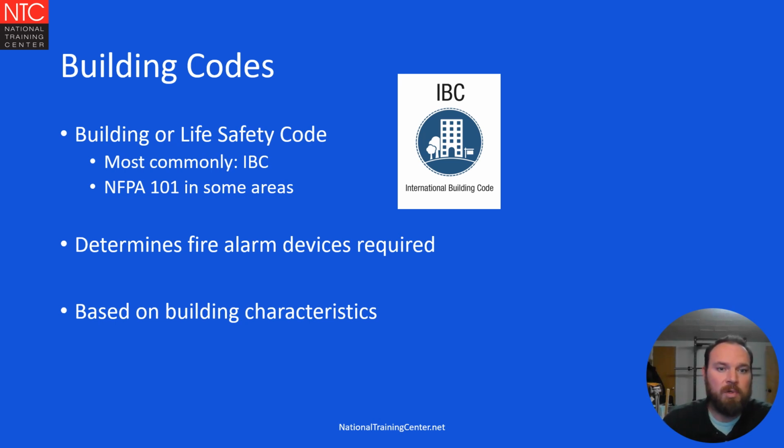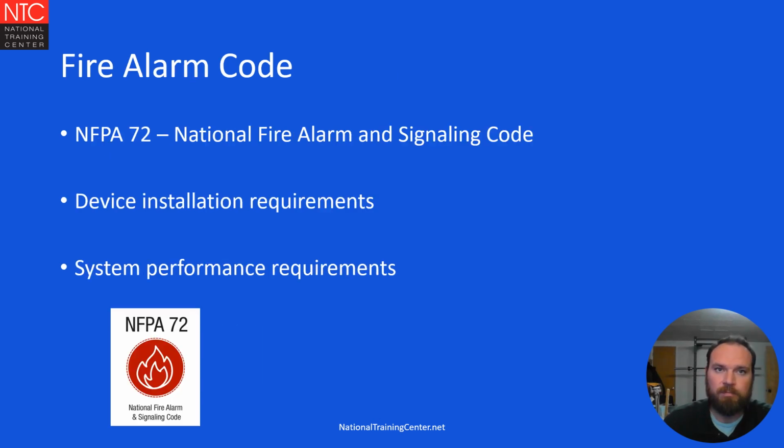We turn to the building codes to make the determination of, do we need a fire alarm system and what type are we going to need? The codes are going to make the determination of the devices required, notification, and we take a look a lot of times of what do we need based on the building's characteristics.